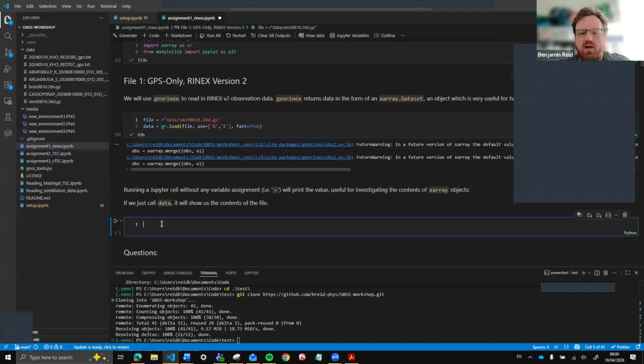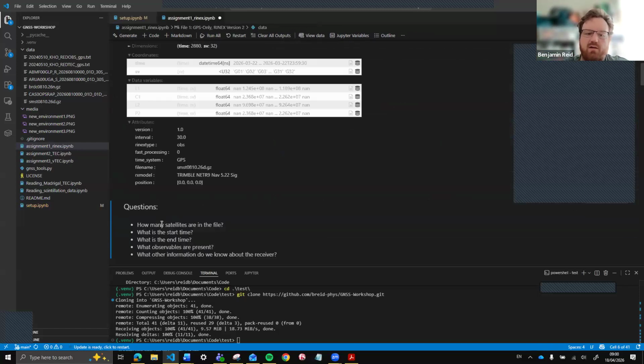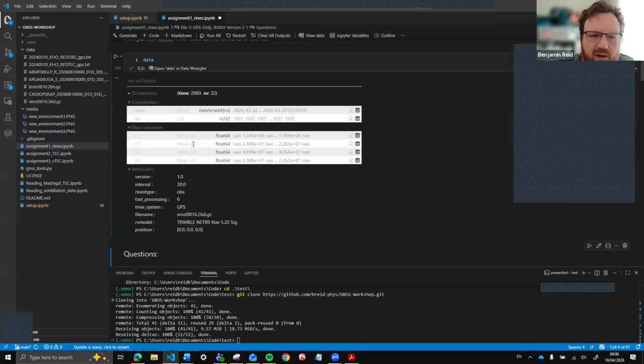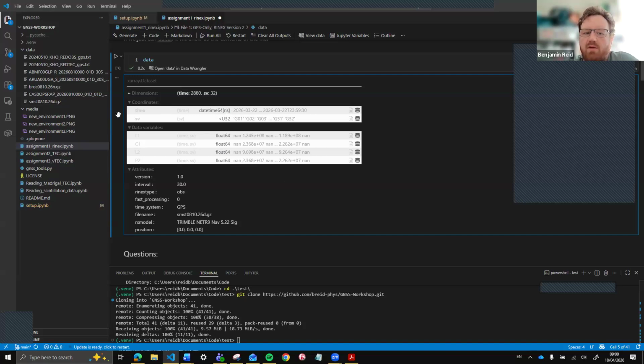All right, so you can see it took a little less than a second to load the file. If we just write data here, it looks a little bit weird because I have the dark screen on, but we can see a lot of stuff about it. If you haven't used Xarray before, Xarray is a really great library that we'll see a lot. This is essentially a data structure. We have a bunch of coordinates, right? We have our time, and we have our SV, which stands for space vehicle or satellite vehicle. So these are all different GNSS satellites.